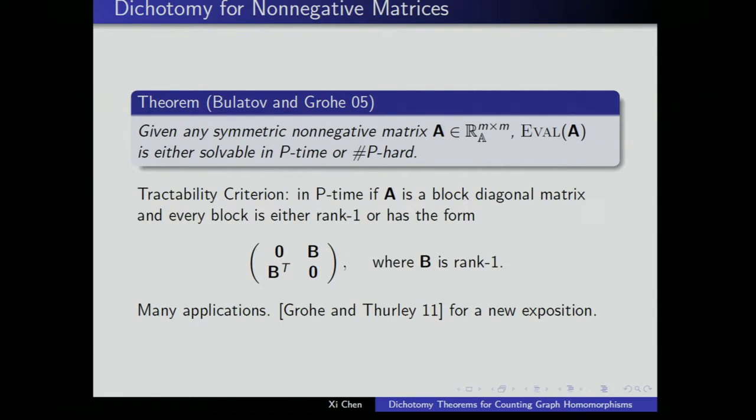If your matrix does not look like this, then it's #P-hard. And I said this generalizes Dyer and Greenhill because a full rank 1 matrix is like a complete graph with self loops, and this matrix would seem very similar to complete bipartite graphs. But now you can put rank 1 matrices there instead of all 1 matrices.